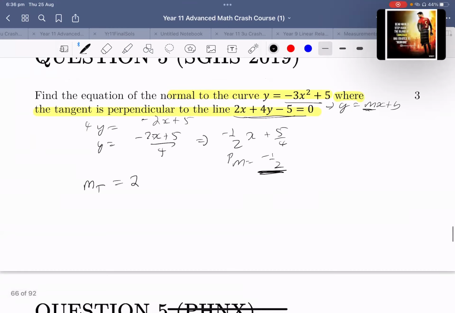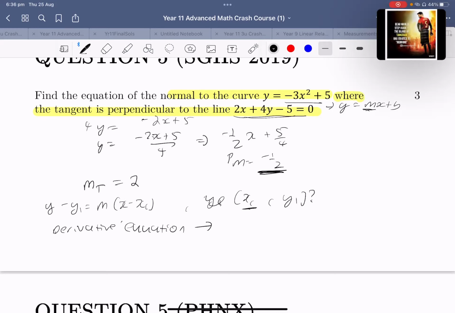Here we want to use the point gradient form. Yeah, y minus y1 is equal to m times x minus x1. But what's our x1, y1? Well, we can actually find x1 by applying derivatives. And here's how. Remember, your derivative equation, what does it give? It gives the equation of the gradient of the tangent at any point x or any point y on that curve.